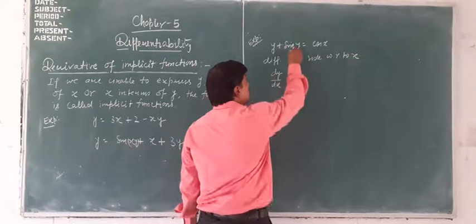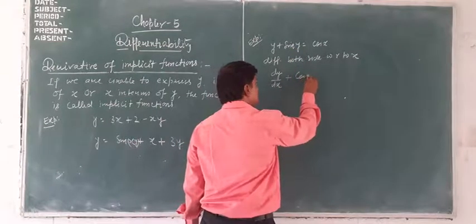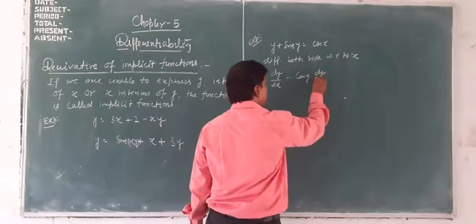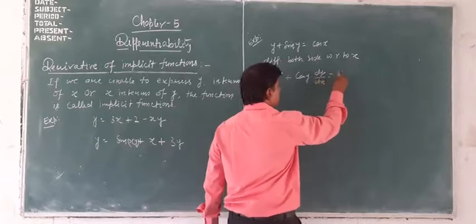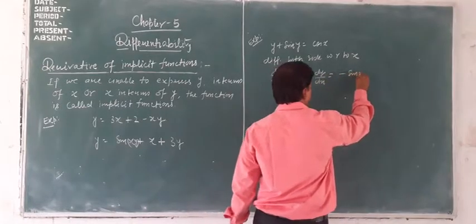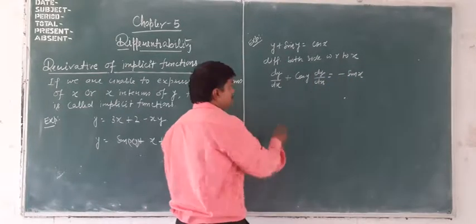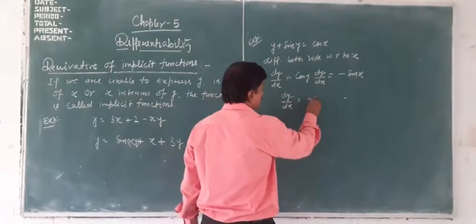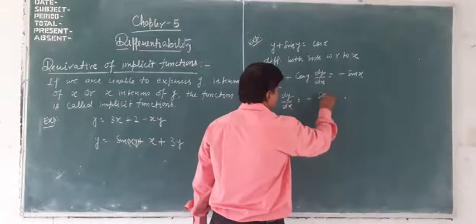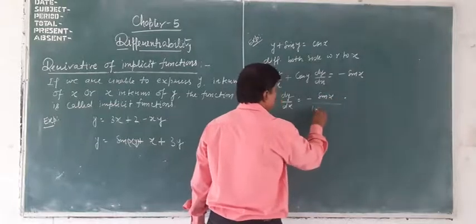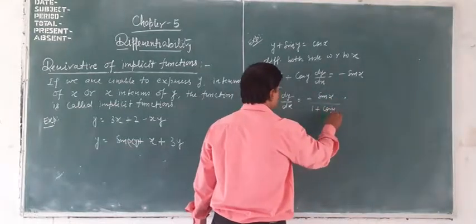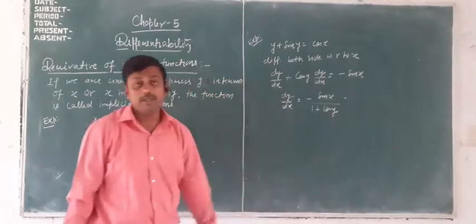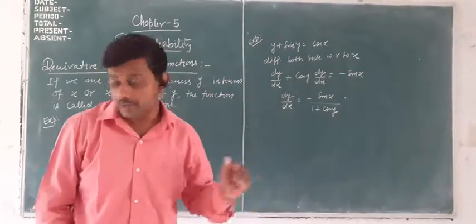plus the differentiation of sin y is cos y, and the derivative of y is again dy by dx, and the derivative of cos x is minus sin x. Here taking dy by dx common, it is equal to minus sin x divided by 1 plus cos y. So this is the derivative of that implicit function.